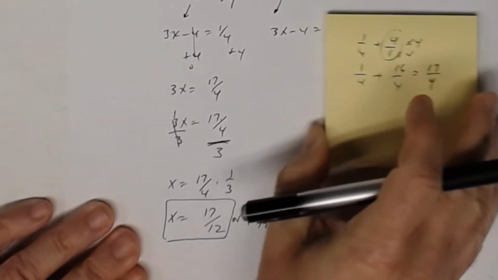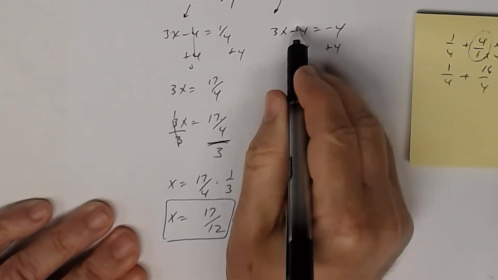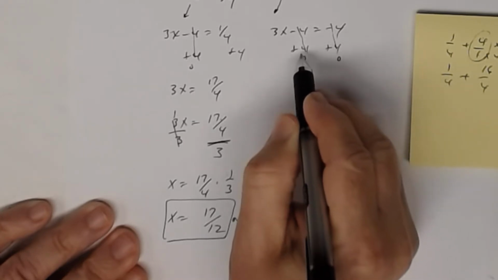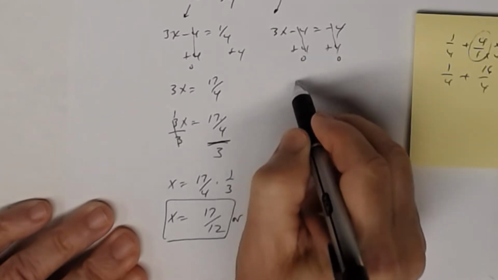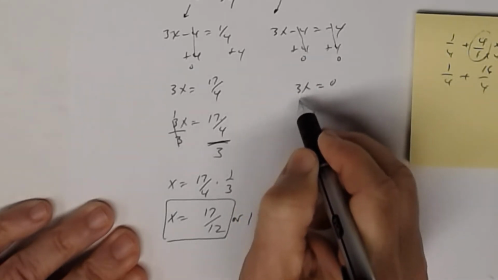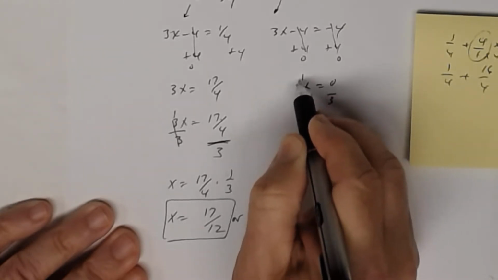All right. Over here, when I add 4 to both sides and I combine like terms, this is 0 and this is 0. Those are opposites. So when I add two terms that are opposites of each other, I get 0. But 3x and 0 is 3x equals, and this is 0. So to get x by itself, I divide both sides by 3. 3 divided by 3 is 1. 1 times x is x.